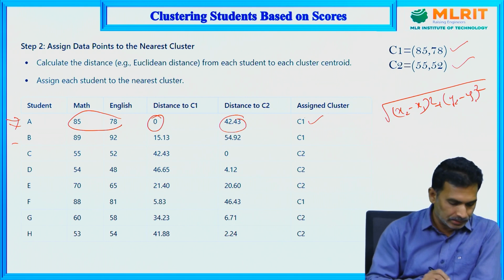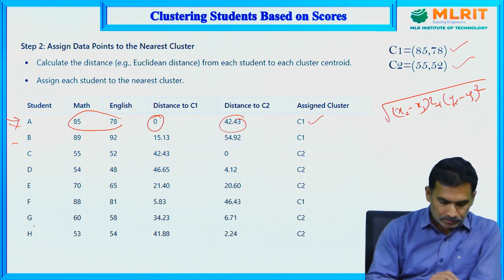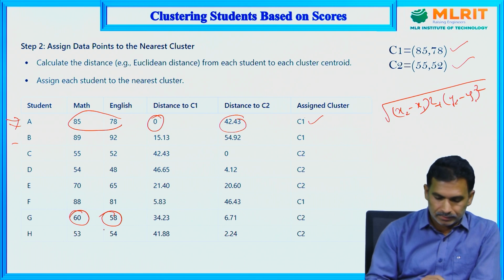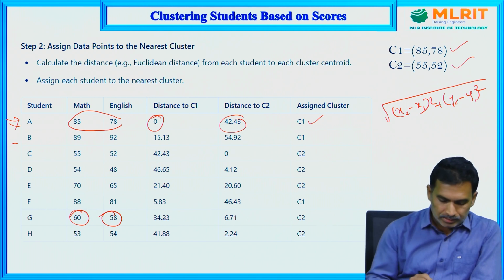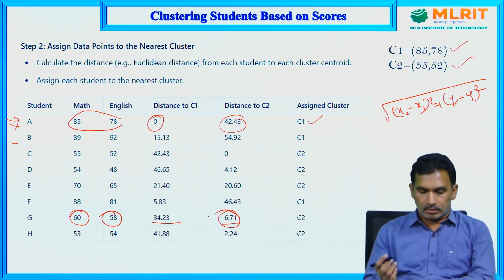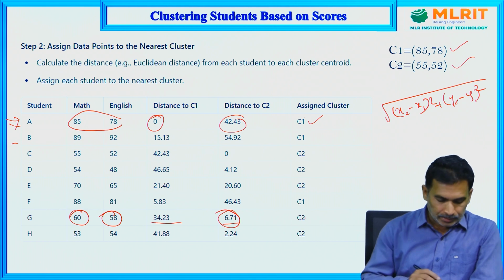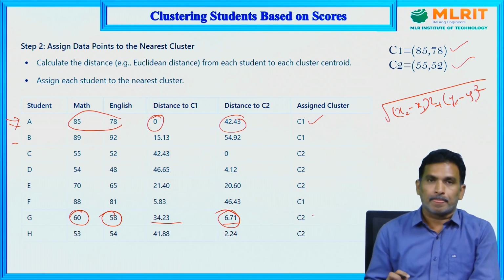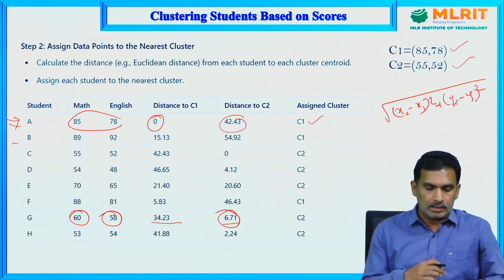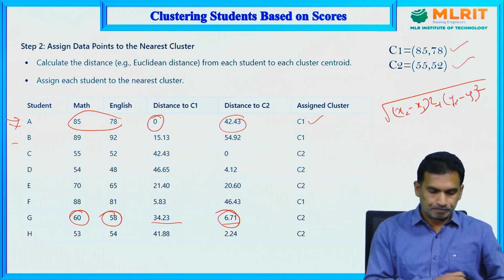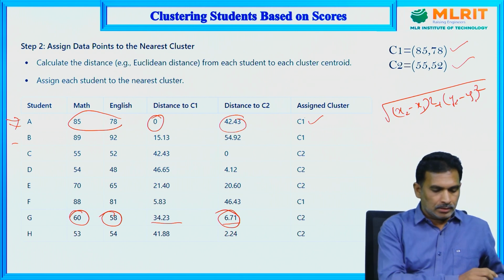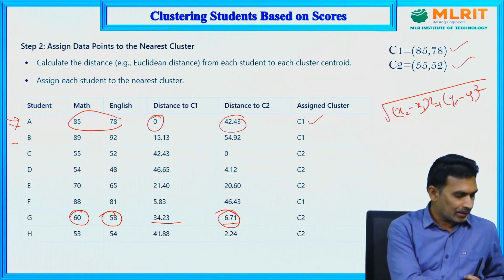Similarly, you can take another example, like 60 and 58. We find the distance to cluster C1 and also to cluster C2. If you compare the distances, 6.71 is very small, so it is very close, so we assign this data point to cluster C2. This is the way we assign each student to the nearest cluster.